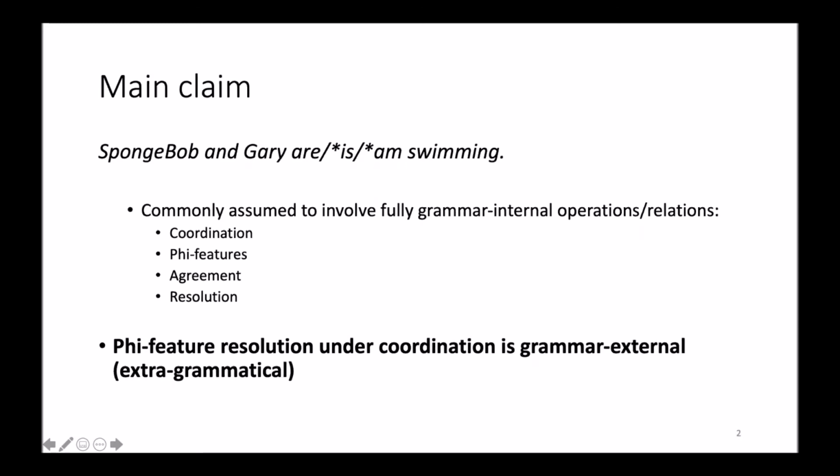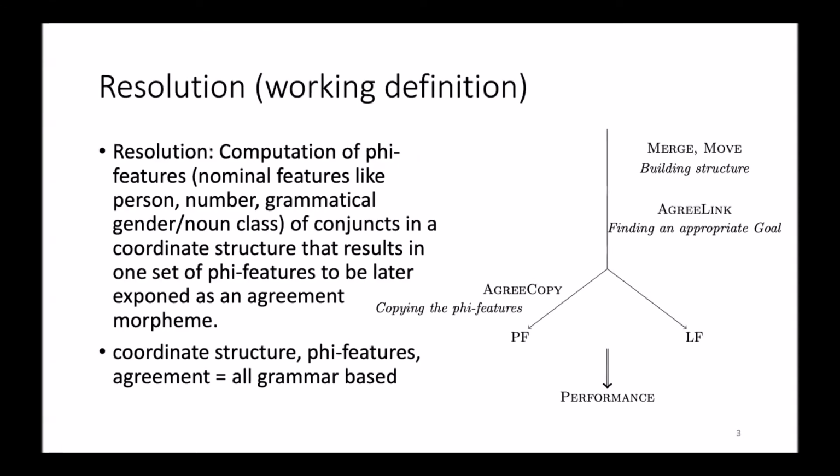So I'm going to claim that it is a grammar external or extra-grammatical operation or relation property, whatever you want to call it. So let me start with spelling out a working definition, a descriptive definition of what I mean by resolution. So I mean by this computation of Phi-features like person, number, or grammatical gender or noun class of conjuncts in a coordinate structure that results in one set of Phi-features that is later exponed as some kind of agreement morpheme.